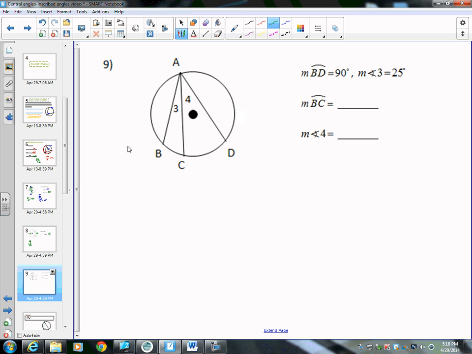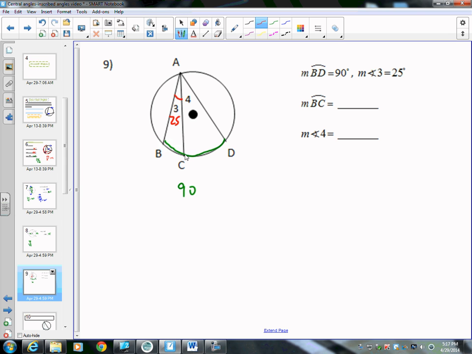Okay, the next example is number 9. It's telling us that the measure of arc BD, all the way across this whole thing, is 90 degrees. The measure of angle 3, I'll put it in blue, that's red, is 25 degrees. Those are the two given parts of information. It wants us to find the measure of arc BC and find the measure of angle 4.